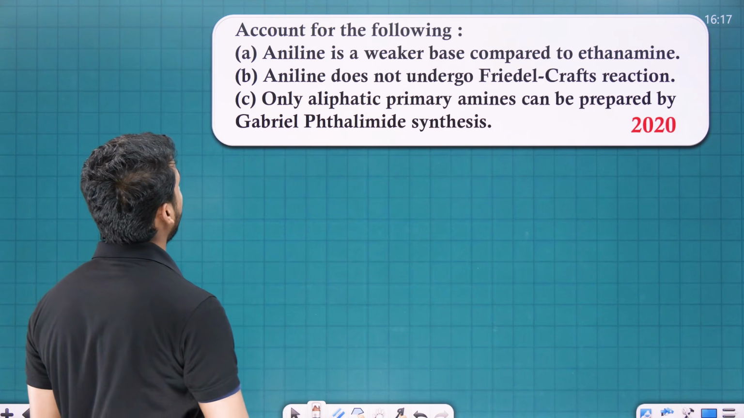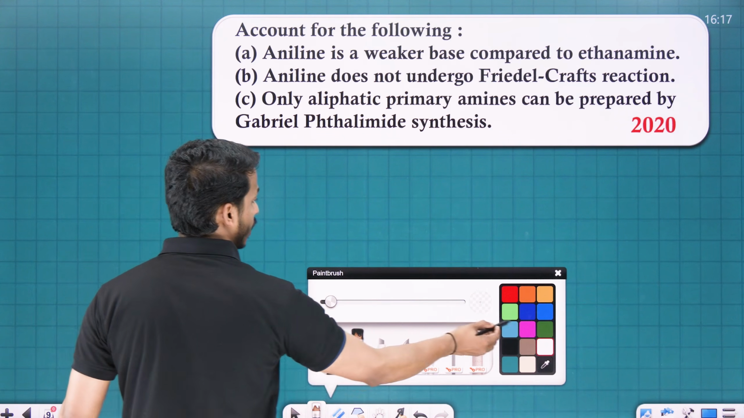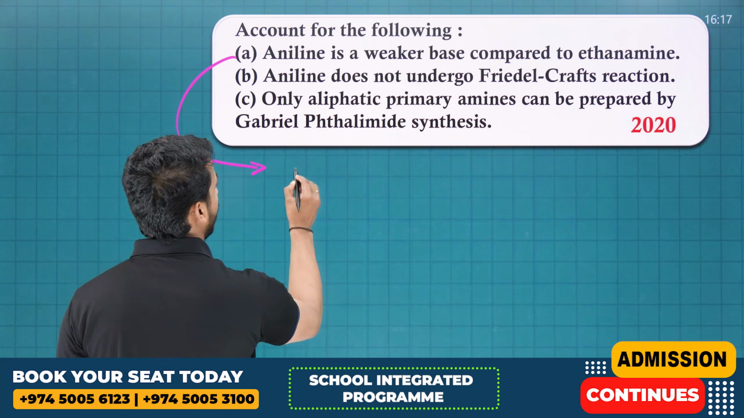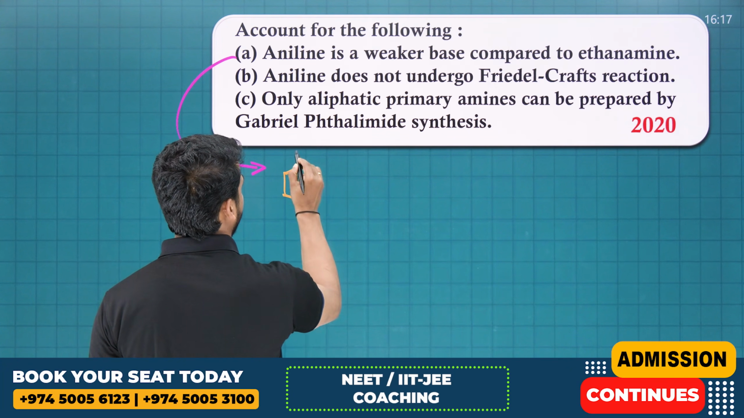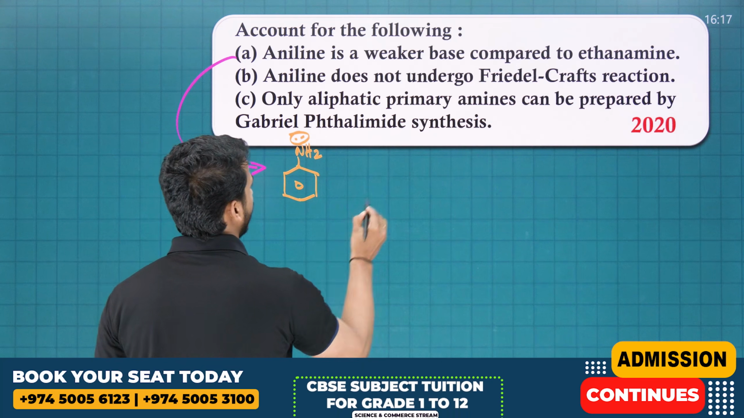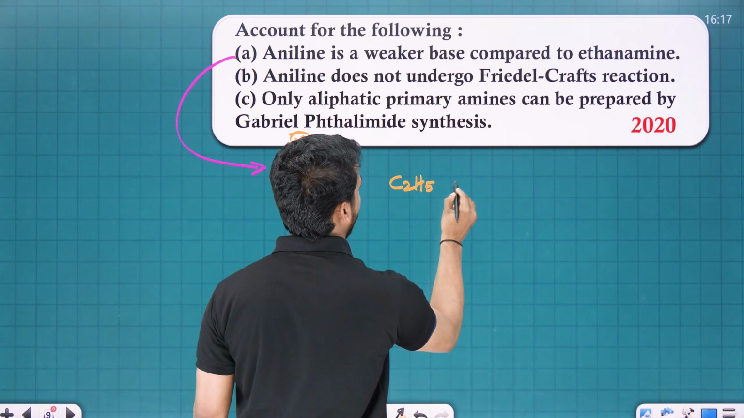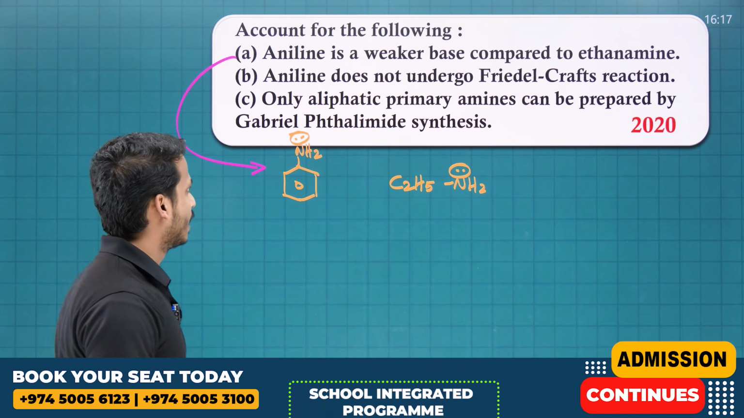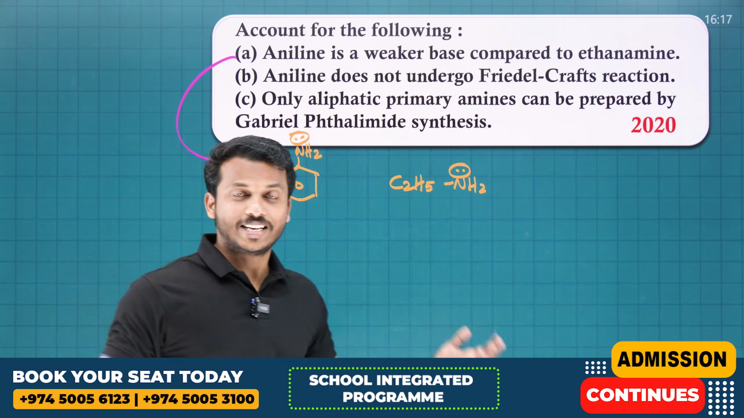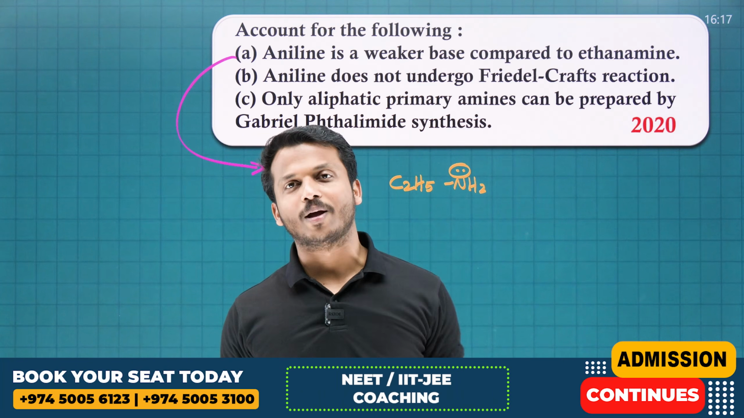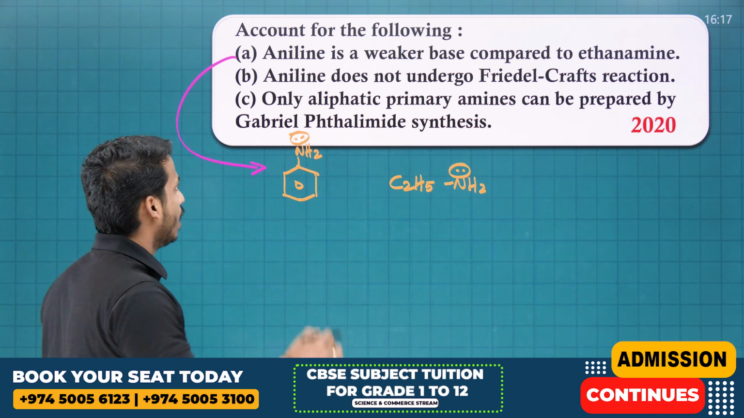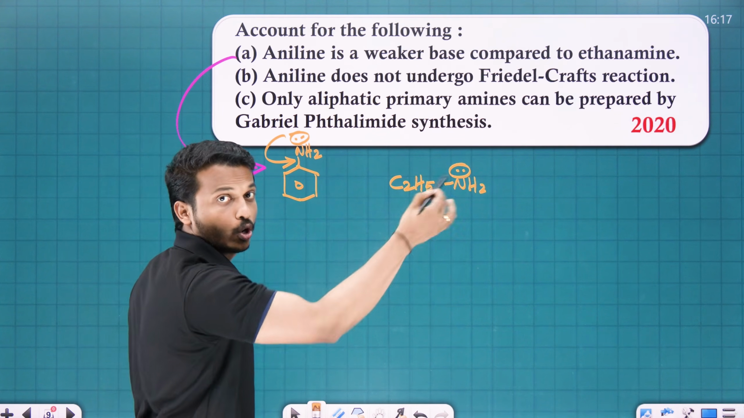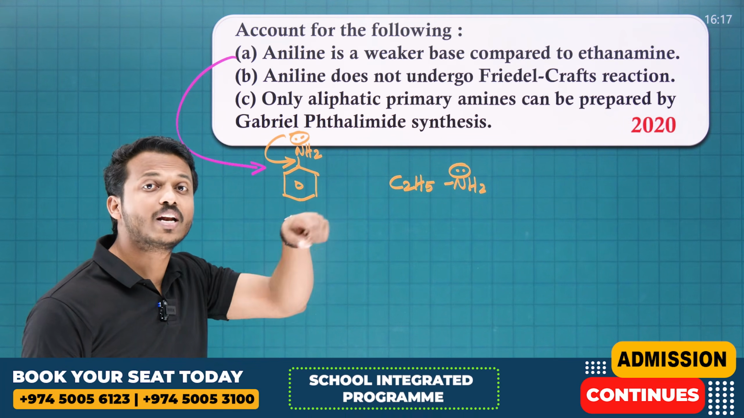Next one. Account for the following. Question A: why is aniline a weaker base compared to ethanamine? Draw the structure immediately, aniline. What is ethanamine? C2H5NH2, ethanamine. Why are amines basic in nature? Because they can donate the lone pair. Therefore, they are called Lewis bases. But why is aniline less basic? The lone pair is not available for protonation, it is involved in resonance stabilization.